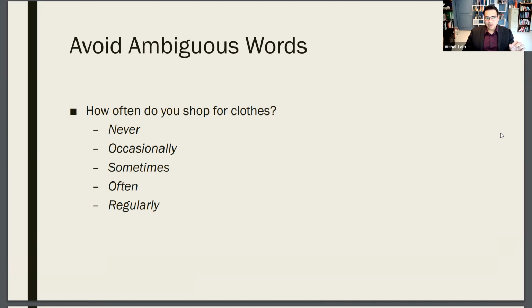Occasionally for one person might be once a year. For another person, occasionally might be once a month. Right? So occasionally depends on who the question is being posed to. Sometimes, often, regularly, actually all 4 of those categories are subject to variation from one person to another. They're ambiguous. Avoid asking questions or having words that can be construed differently by different people.